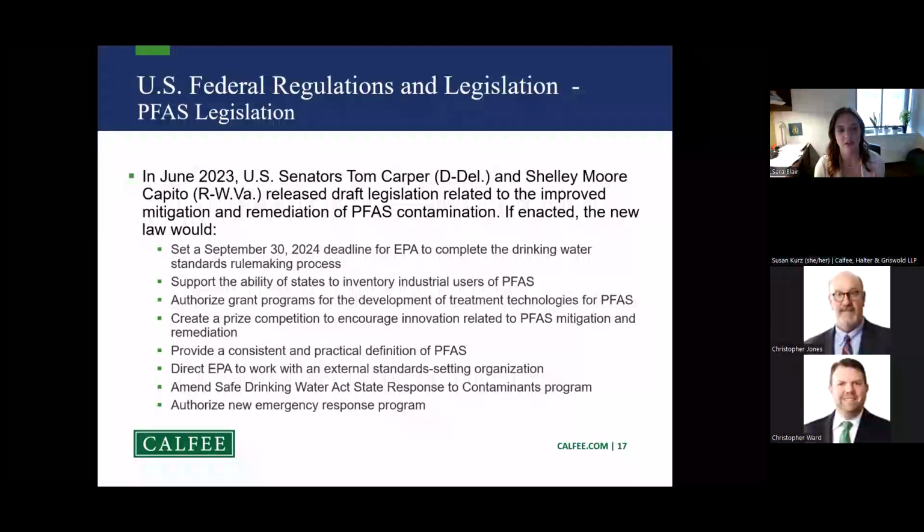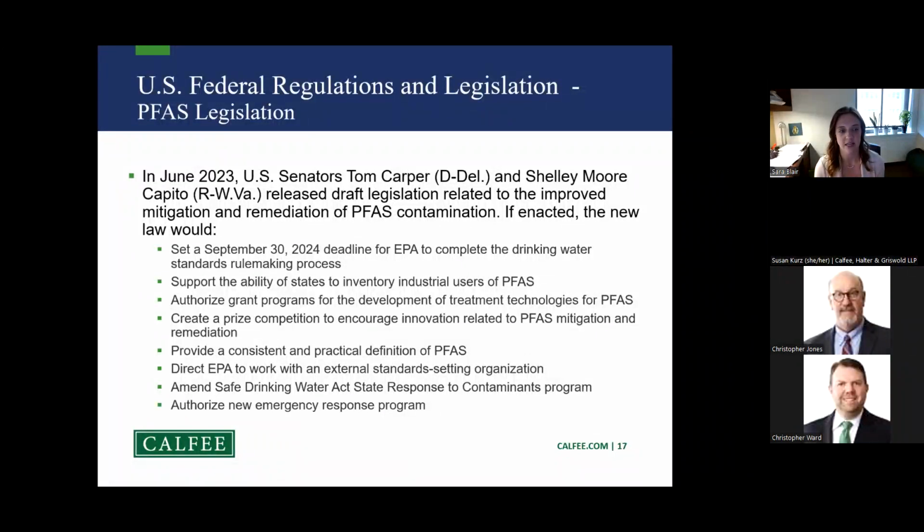amend the Safe Drinking Water Act state response to contaminants, as amended by the Infrastructure Investment and Jobs Act, to allow states to assist individual well owners with PFAS contamination. Stakeholder comments were accepted on this legislation until July 3rd of 2023. So we will see how that progresses.